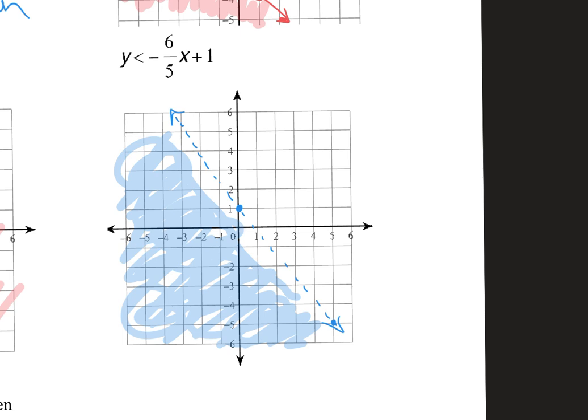I could also pick the point 0, 0 to plug in here, and I'd end up with 0 is less than 1. So yeah, 0, 0 works, so I have definitely shaded on the correct side.